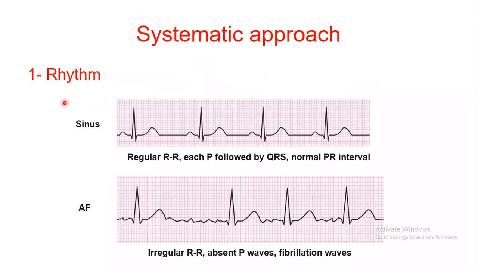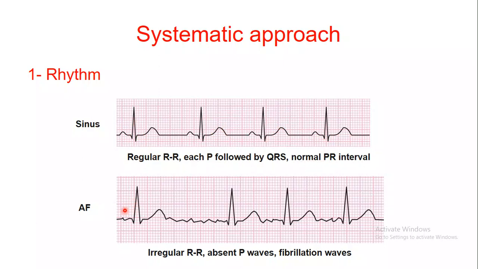Starting with commenting on the rhythm. Normally the rhythm of the heart originates from the sinoatrial node. That means each P wave of electrical activity is followed by ventricular depolarization or QRS complex, like this ECG. This is called sinus rhythm, and the sinus node fires in a regular way, so we will have a regular rhythm like here, with normal PR intervals that we'll comment on in the next slide.